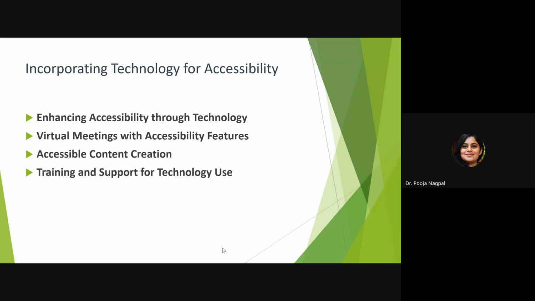So, incorporating technology for accessibility. How can we incorporate technology for the same? Enhancing accessibility through technology: virtual meetings with accessibility features, accessible content creation, training and support for technology use. For example, now AI has given us many tools, and you can use these AI tools to create videos, to create animations. You can use this technology to work with accessibility.